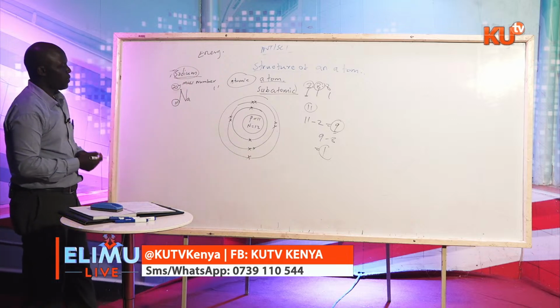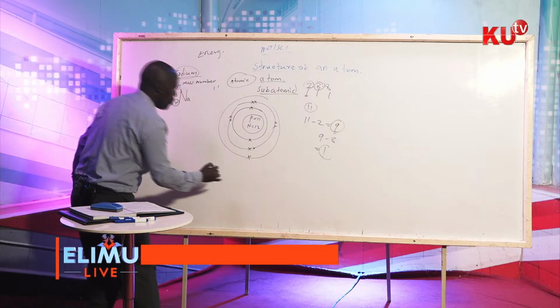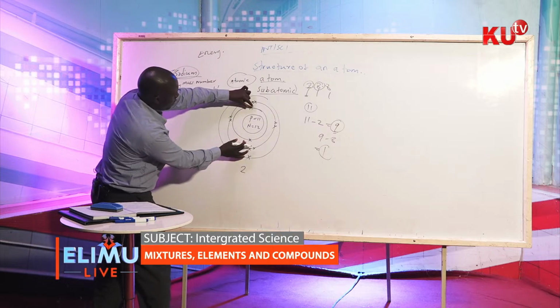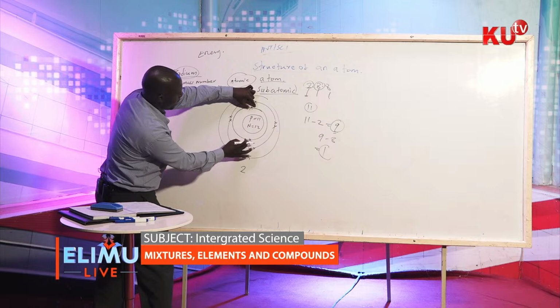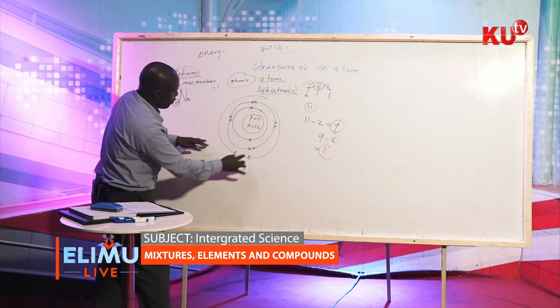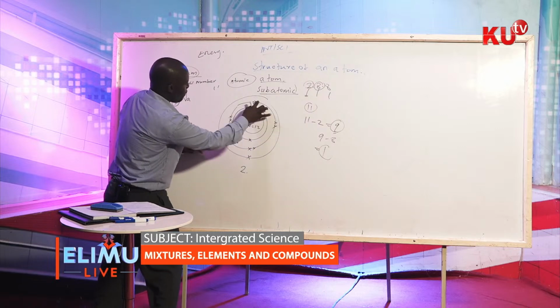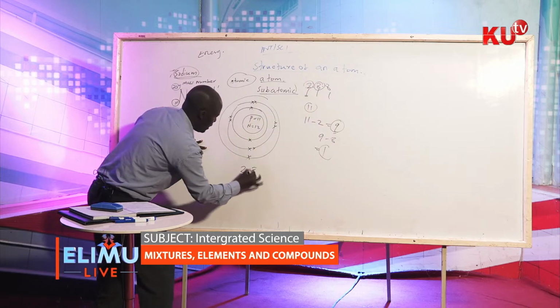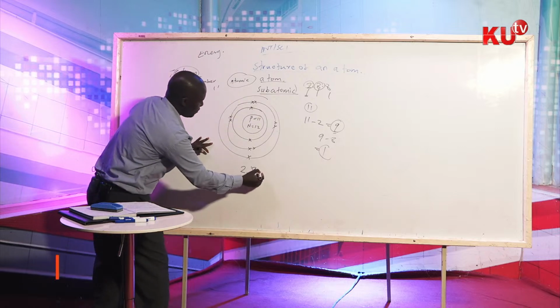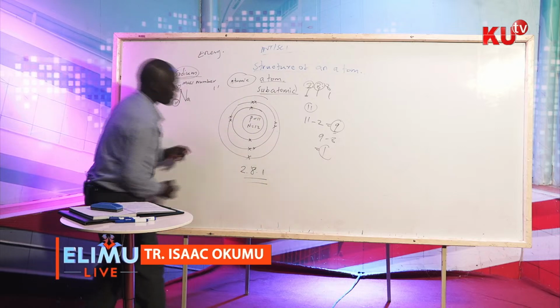And therefore, the electronic configuration of sodium will be 2, because there are 2 here. Look at the first energy level. It has 1, 2, so 2 electrons. Then you go to the second energy level. We have 1, 2, 3, 4, 5, 6, 7, 8. So we have 8 there. Then we go to the third energy level where we have only 1.